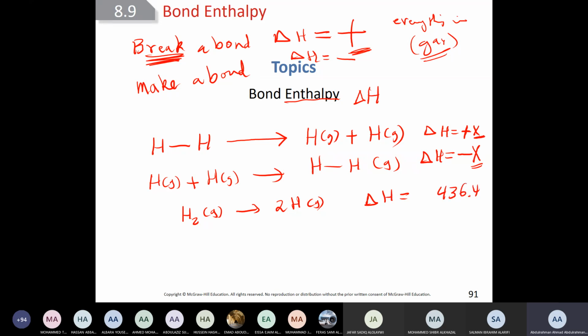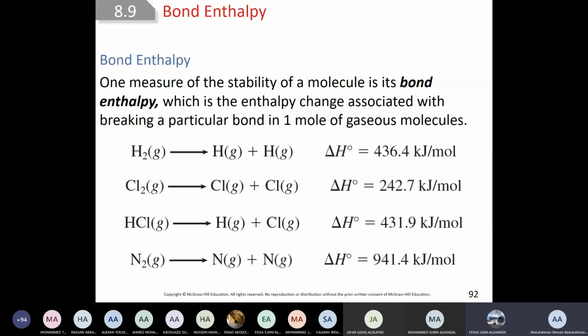Delta H is equal to 436.4. Is this going to be plus or minus? Plus. Why? Because we break the bond. Exactly. On the other hand, if I have 2H gas goes to H2 gas, what will be delta H for this reaction? Minus 436.4. Is this clear? Yes.